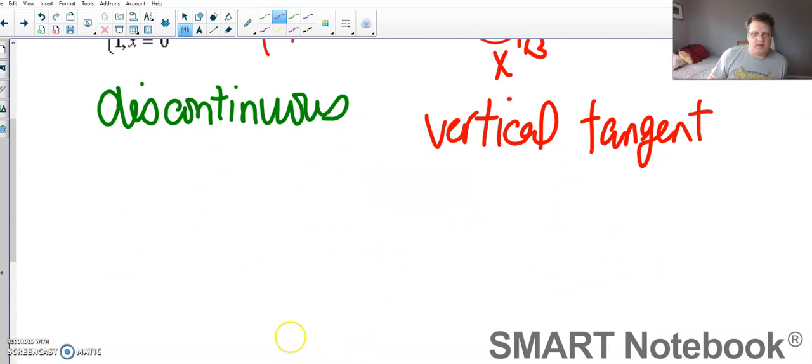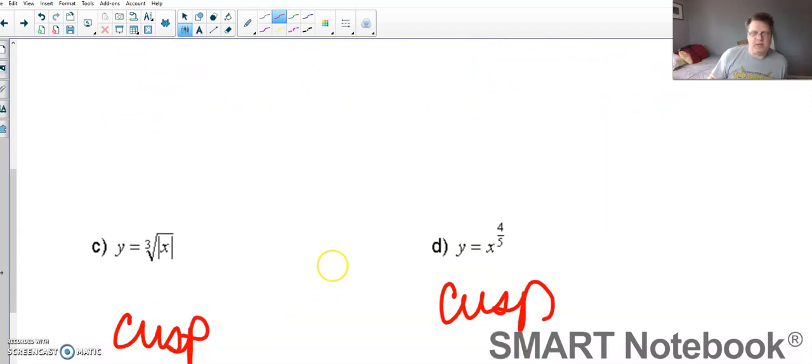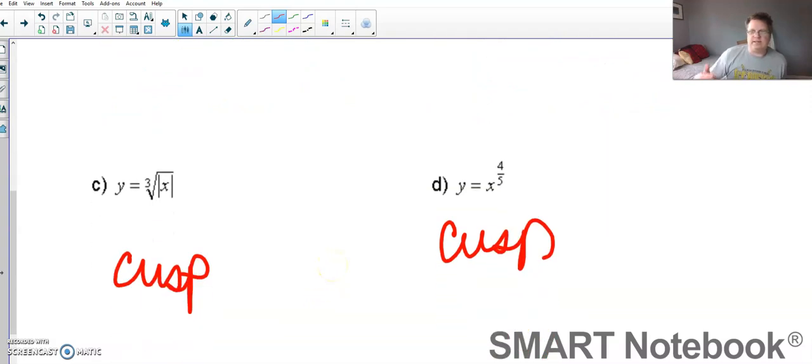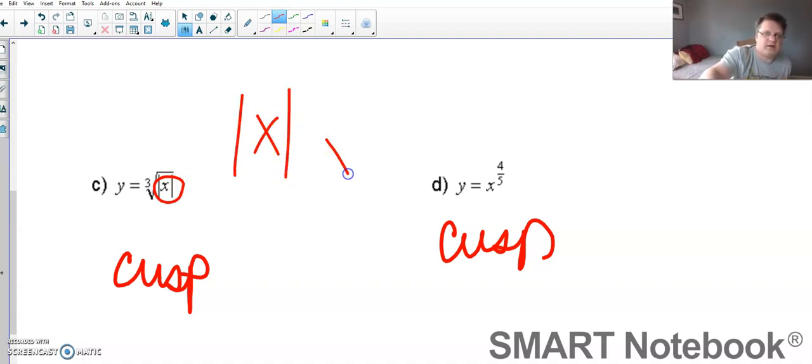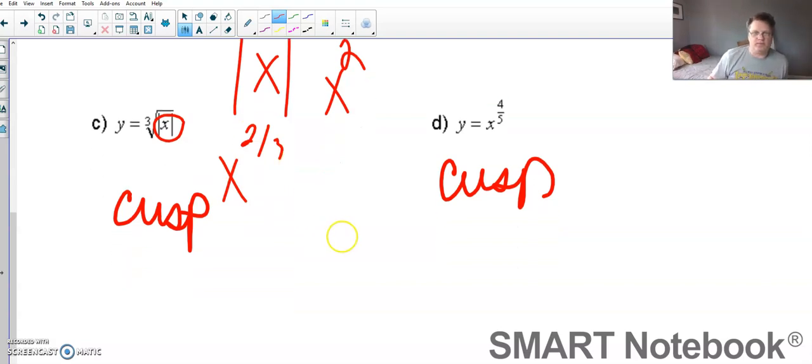Now C and D are both cusps. D is easy to see. You have an even over an odd. It's a cusp. Now, why is this a cusp? Because if I have the absolute value of x, it's similar to an x squared, meaning that it's always going to be positive. So we've used this as x to the 2/3, which is a cusp. That's how we view that one.